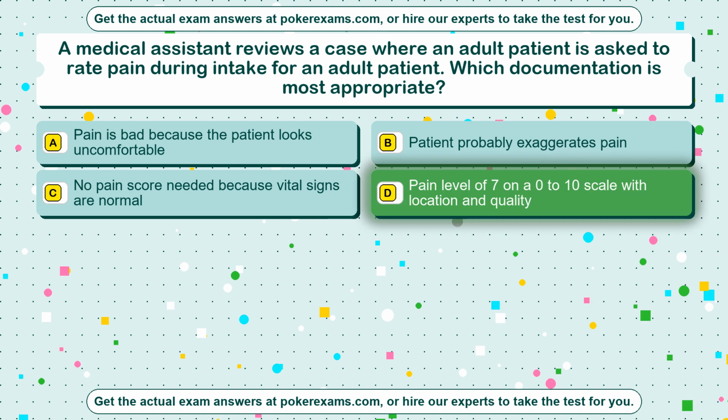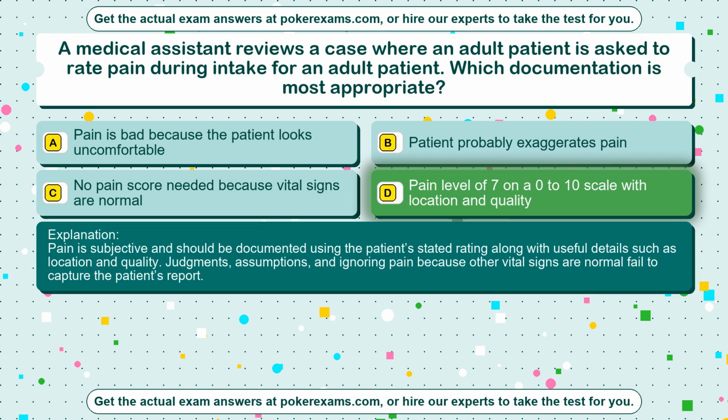The correct answer is option D. Pain level of 7 on a 0 to 10 scale with location and quality. Pain is subjective and should be documented using the patient's stated rating along with useful details such as location and quality. Judgments, assumptions, and ignoring pain because other vital signs are normal fail to capture the patient's report.